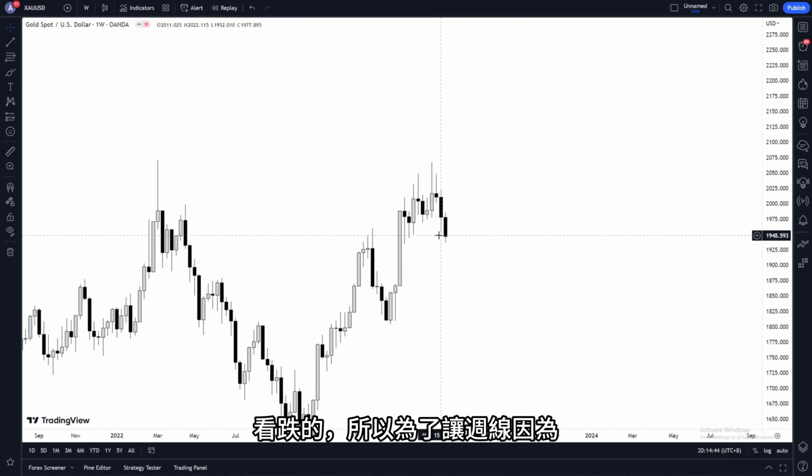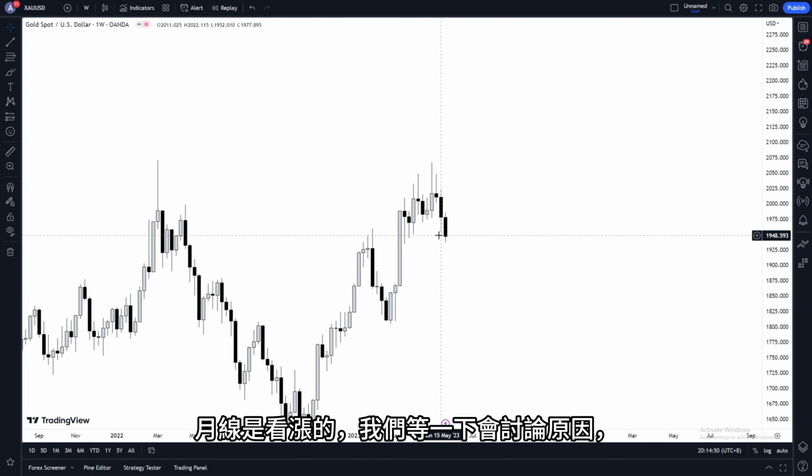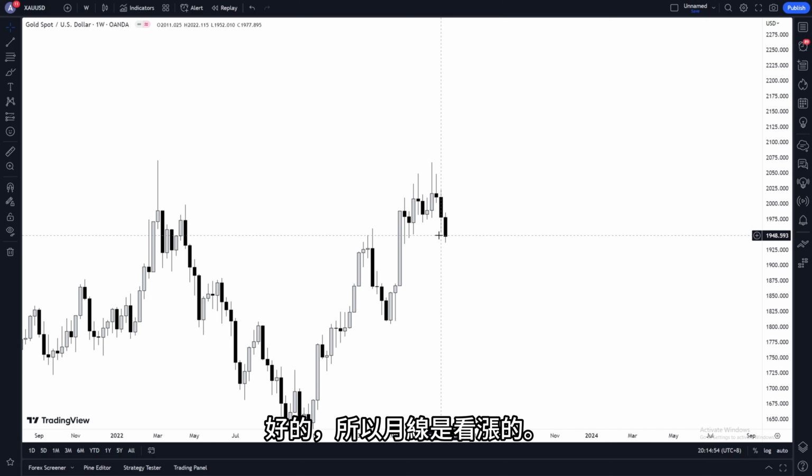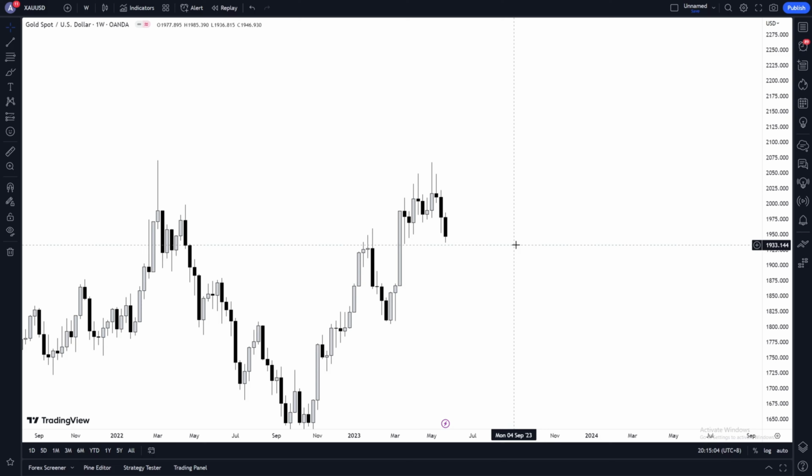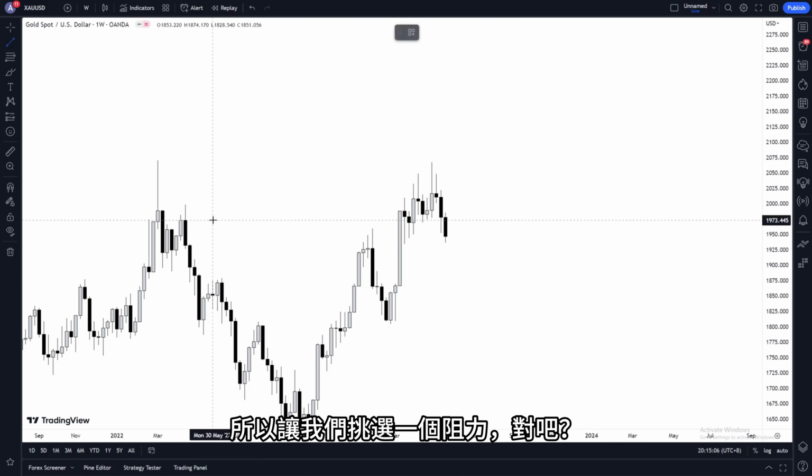And so for the weekly to buy because of the monthly bullish. So we can all agree that the monthly is bullish. We'll talk about why in a second. But just assume that you understand why the monthly is bullish. Okay, so the monthly is bullish. We all agree with that. We all know why. In order for the monthly to propel the weekly time frame, what do you think the weekly time frame needs to do? Something very simple. So let's just pick a resistance, right?